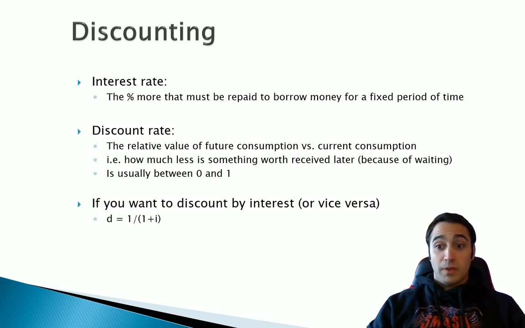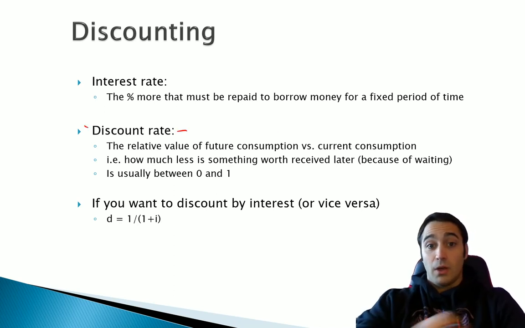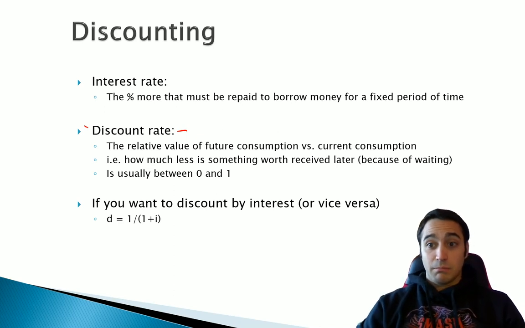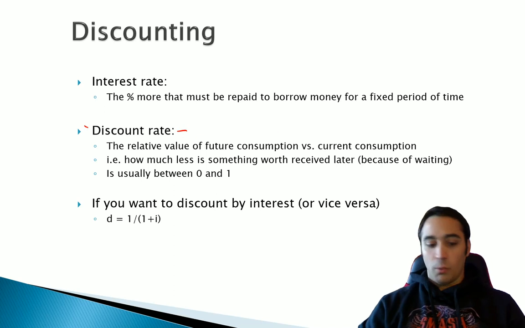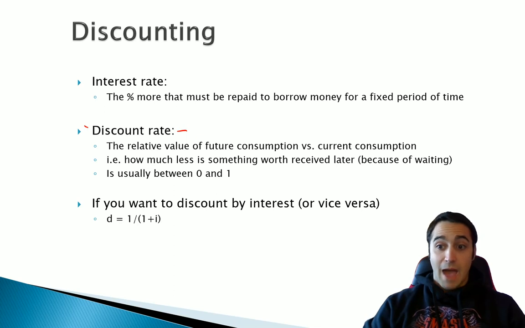Either way, we're going to do things slightly differently. We're going to be dealing with what's called discount rates, not interest rates. Interest rates talk about the percent of money that you get over time for either borrowing or lending. Discount rates are going to reflect just the relative value of future versus current money. I.e., a discount rate is how much less something is worth if you receive it later, because you had to wait. Usually it's between 0 and 1. So imagine that a Snickers bar tomorrow is worth half of one Snickers bar today. That would mean that your Snickers bar discount rate would be a half.